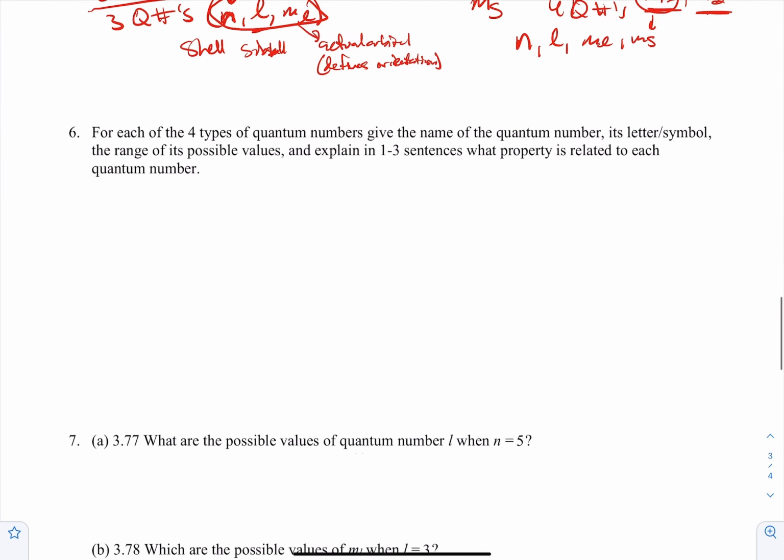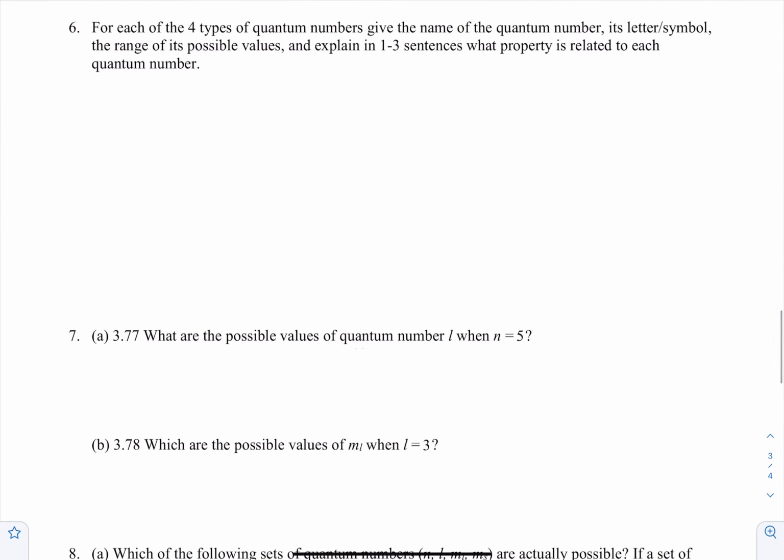Okay, number 6. For the 4 types of quantum numbers, give the name of the quantum number, its letter symbol, and range of possible values, and explain in 1 to 3 sentences what property is related to each quantum number. So let's start with the first one.